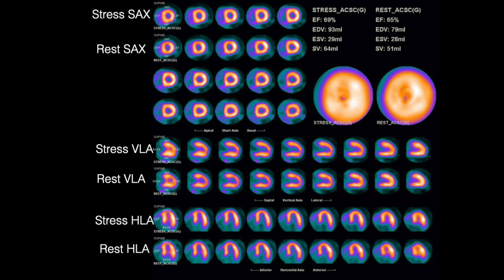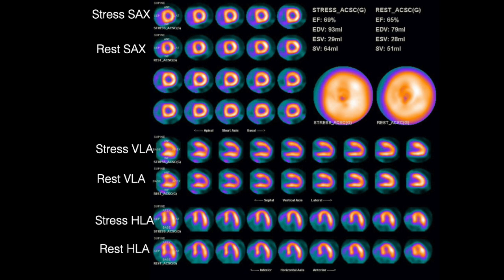So to go back to this example, we have short axis images on the top half of the screen, and the stress is displayed on top, and then immediately underneath it is the rest images, and we progress from apex through to base, and here we have got a second row of stress short axis images and the second row of rest short axis images. Then again, stress and rest vertical long axis or two-chamber views, moving from the septal wall through to the lateral wall, and again stress and rest, and horizontal long axis moving inferiorly to superiorly, the four-chamber view.